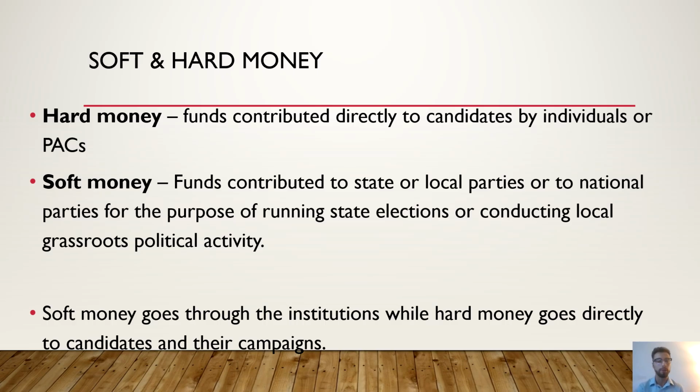Now, we looked at soft money in state and federal elections. This consists of funds contributed to state or local parties or to a national party for the purpose of running state elections or conducting local grassroots political activity. Think of this as money going through the institution of political parties prior to reaching the candidates themselves. Soft money goes through the institutions, while hard money goes directly to candidates and their campaigns.